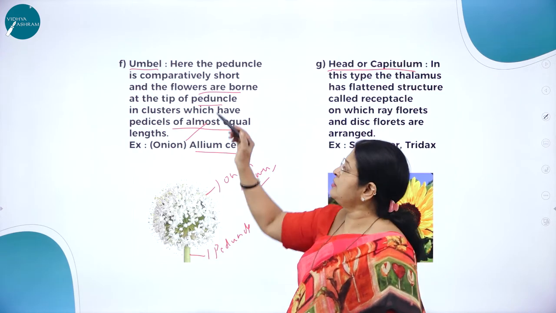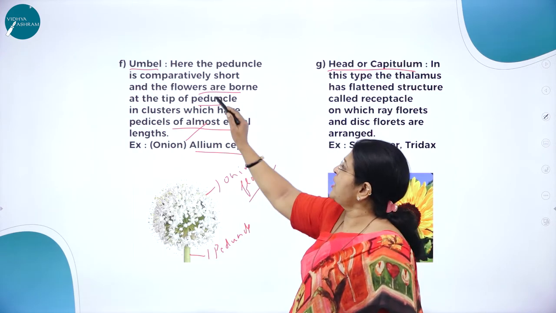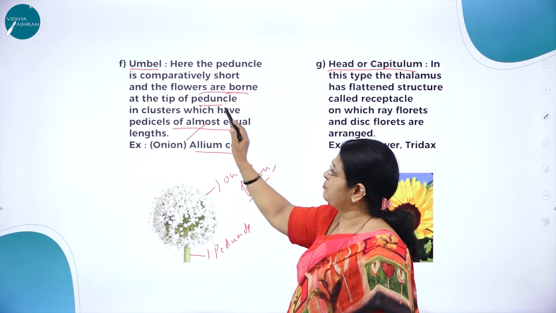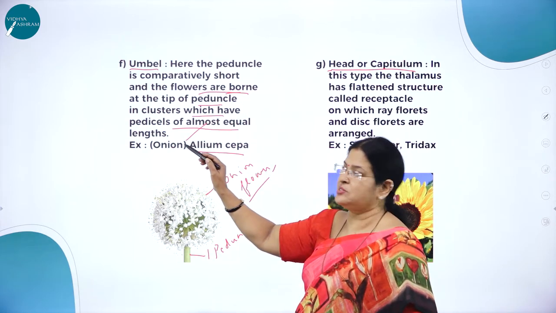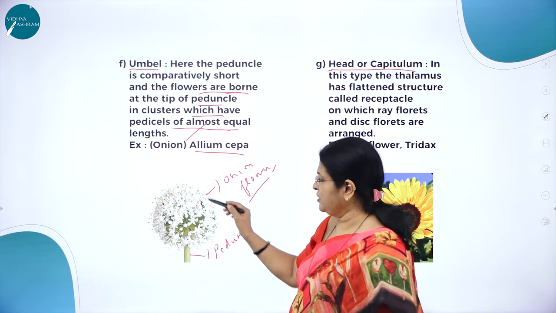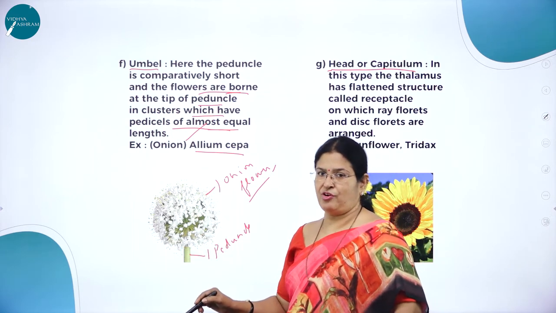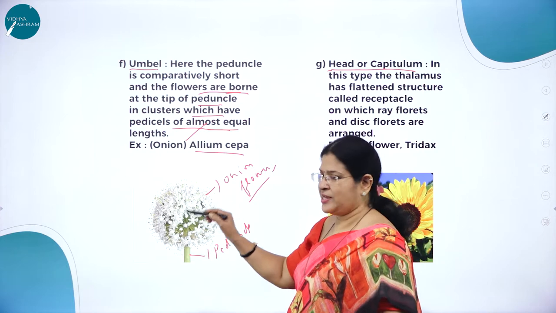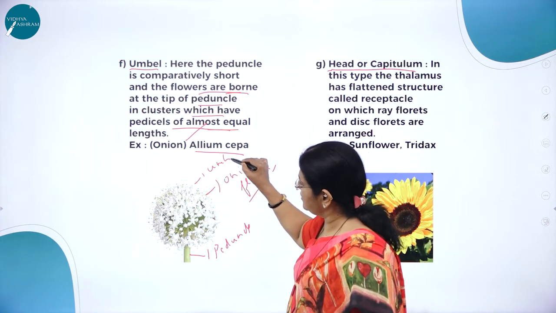What is umbel? Here the peduncle is comparatively short and the flowers are borne at the tip of the peduncle in clusters which have pedicels of almost equal length. You can see the beautiful picture of the onion flower. So this is called umbel.